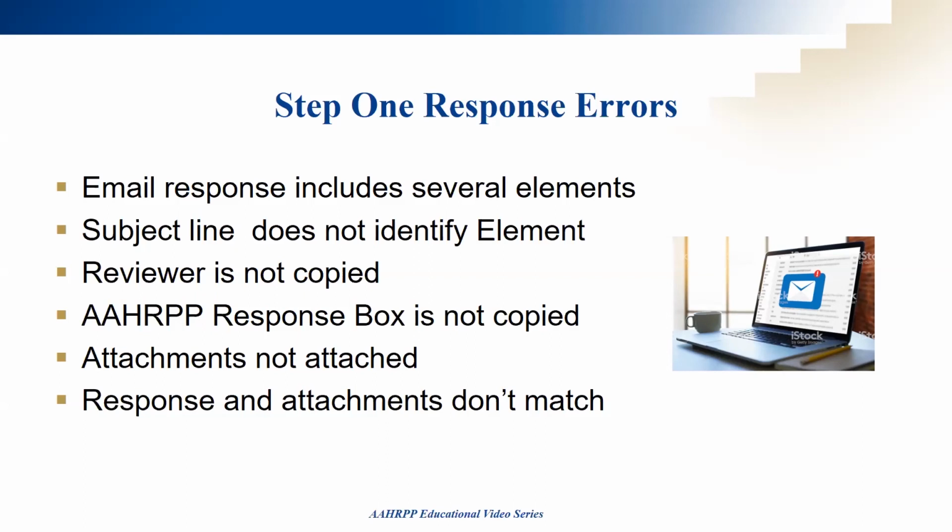Of course, we've all sent emails intending to send that attachment along with them and realized after you've hit send, oh, I forgot the attachment. No problem. Just go back and re-email it and attach the attachment. But that's one of the errors that we do see. And then sometimes we mix them up as we respond. So the response is for element 1A5 and the attachment is really for 1A5 or 15B. So make sure that those things match.